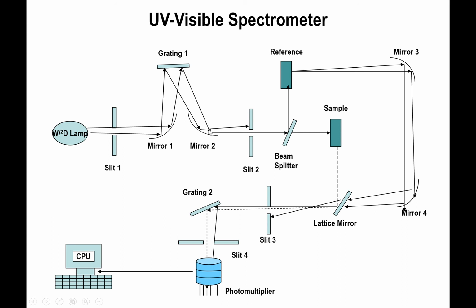angle of incidence for the different wavelengths. So you get only one specific wavelength to make it past this slit, which then goes onto the sample or a reference cuvette, and eventually the intensities of light reach the photomultiplier tube that gives you an analog conversion of your light absorption to electrical signal, which then you read out using a computer.